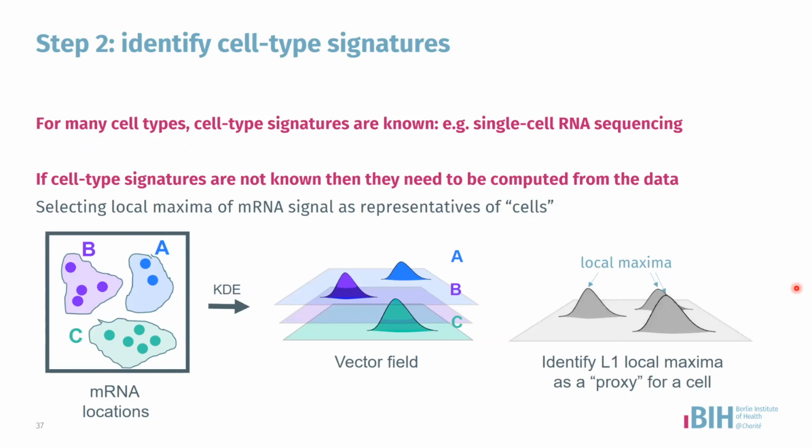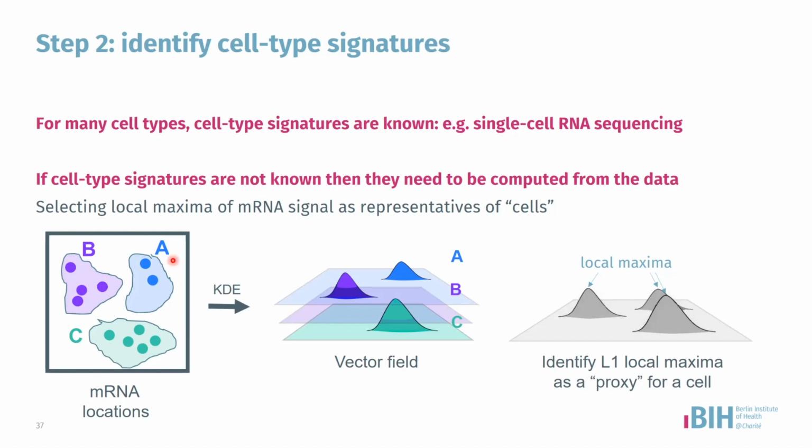So the next step is actually to identify cell type signatures. We can do this in an unsupervised way or a supervised way. If you already have cell type signatures from single cell RNA-seq experiments, you can use those to start classifying the vector fields. If you don't have a gene expression signature already, you can very easily compute it from the image itself. And from this, we identify representative regions in the tissue, and we treat them as analogs of cells. And this is a fairly simple process.